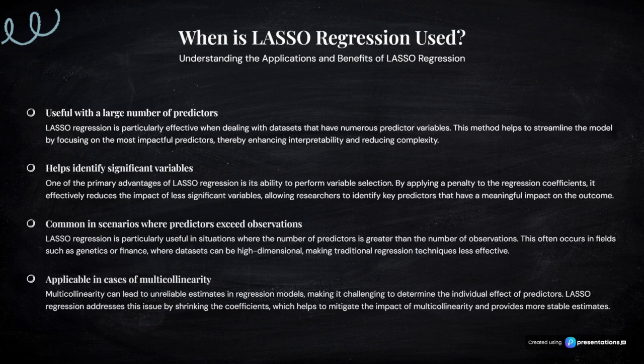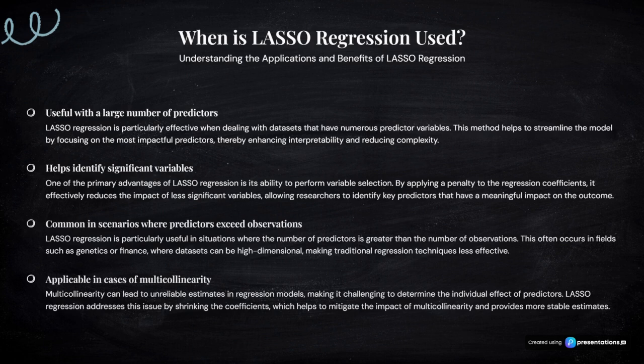Next, it helps identify significant variables. One of the primary advantages of LASSO regression is its ability to perform variable selection. By applying a penalty to the regression coefficient, it effectively reduces the impact of less significant variables, allowing researchers to identify key predictors that have meaningful impact on the outcome.